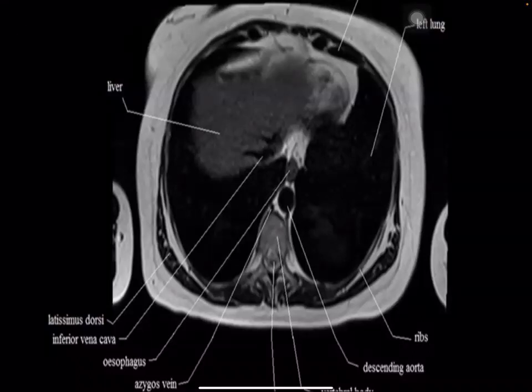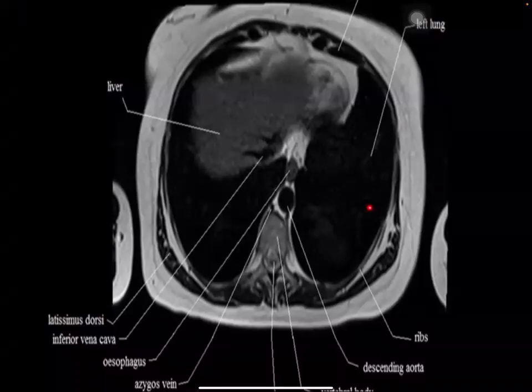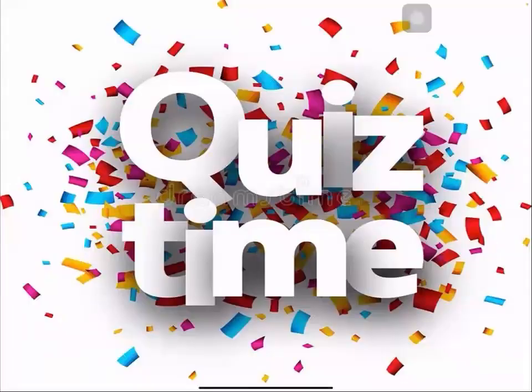This is an MRI of the esophagus. Here is the esophagus, and this is the descending aorta; it lies anterior to the descending aorta. We are finishing our lecture. Is there any question?